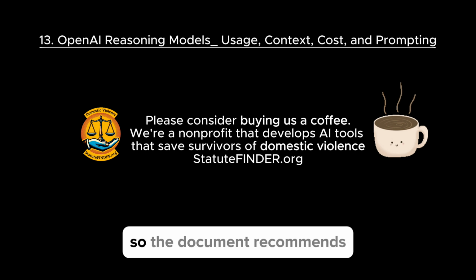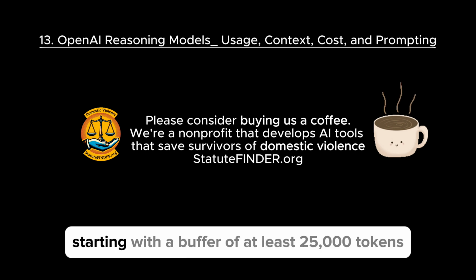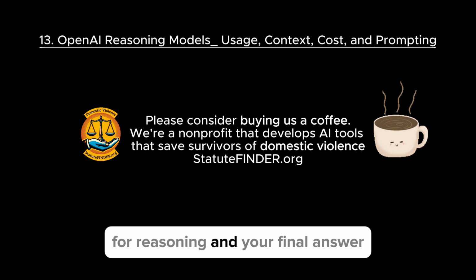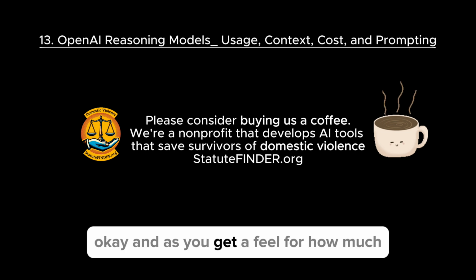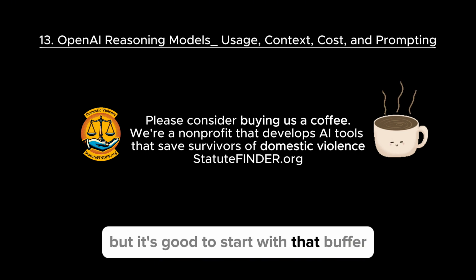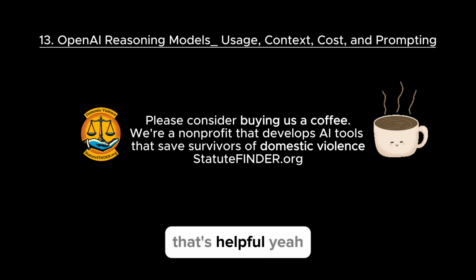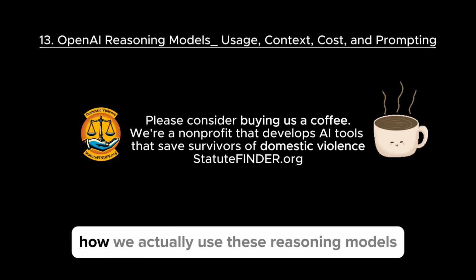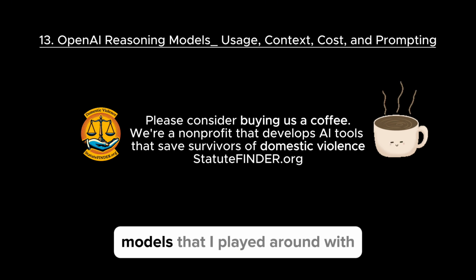The documentation recommends starting with a buffer of at least 25,000 tokens for reasoning and your final answer. As you get a feel for how much your typical prompts use, you can adjust this up or down, but it's good to start with that buffer. Okay, that's helpful. So now I'm kind of curious about how we actually use these reasoning models. Is it different from using those GPT models that I've played around with?